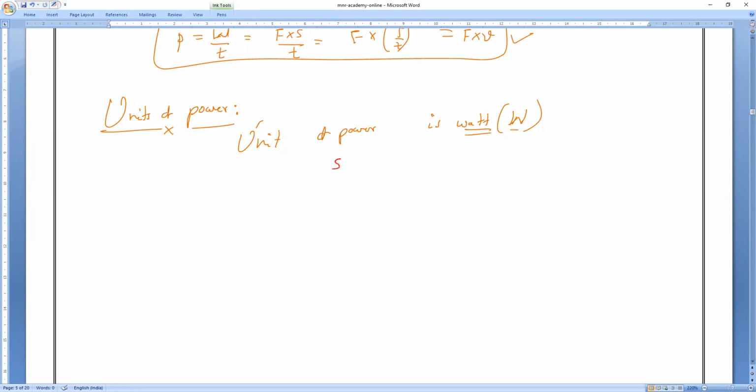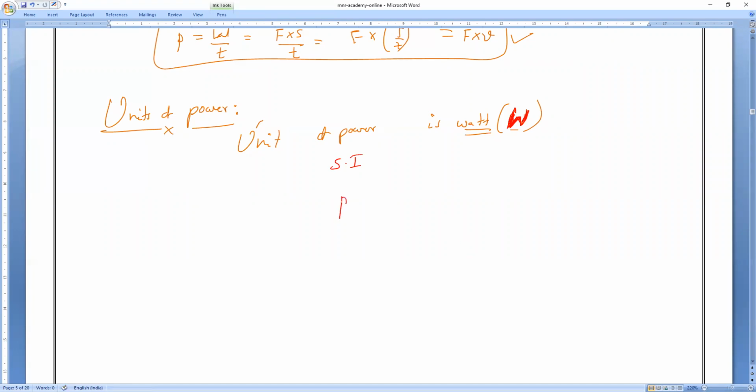This is the SI unit, Mari. We always use W for work done also. Am I right or wrong? So that is why don't get confused. So watt. What is the SI unit of power, everybody? Speak loudly. The SI unit of power is watt. That is one.